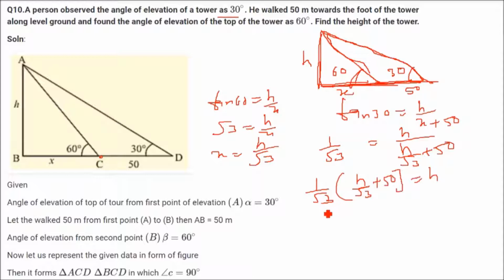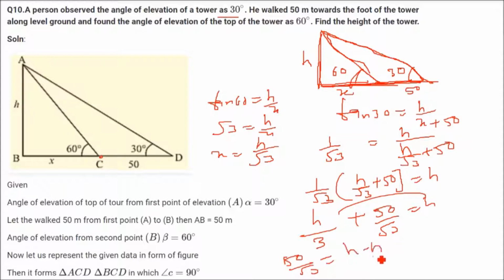So what do you get? h by root 3 into root 3 is 3, plus this is 50 by root 3, equal to h. Now bring this here. 50 by root 3 will be equal to h minus h by 3. What do you get? (3h minus h) by 3, it is 2h by 3. I am taking this 2 by 3 here. So h will be equal to 50 by root 3 into 3 by 2.